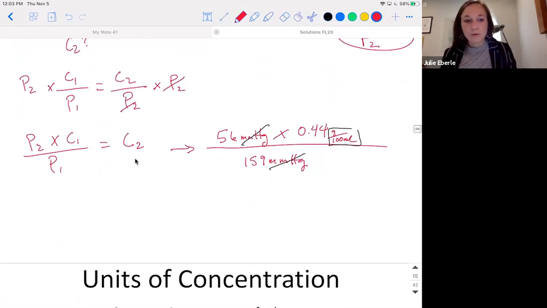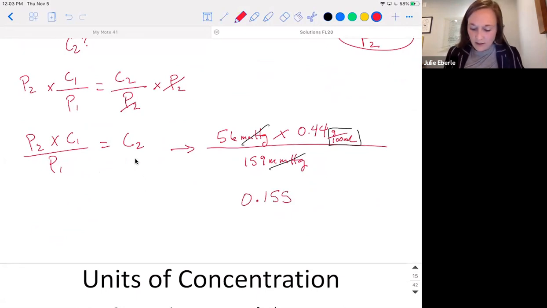56 times 0.44 divided by 159. Anybody have that? 56 times 0.44 divided by 159. And I got, okay, Tia got it as well. She got 0.155. It's exactly what I got, Tia. So it'd be grams per 100 ml. That's your units. Do not divide by that 100.